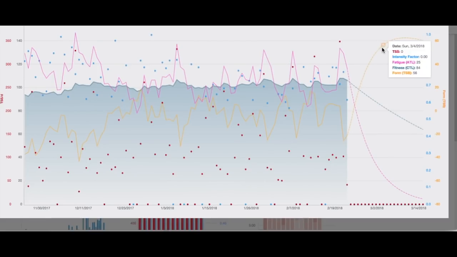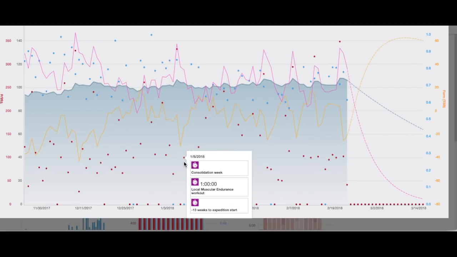So back to the performance management chart. That is a really great tool. I can look at that and see his next day's workout. Oh, look at that. It was a training stress score of, oh, that was the day before. Sometimes it's hard to see. Yeah, the next day's workout looks like probably a strength workout, a local muscular endurance workout.